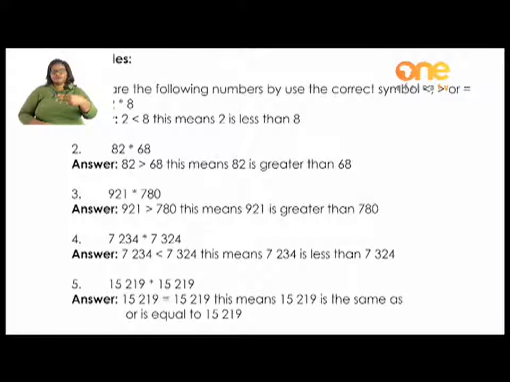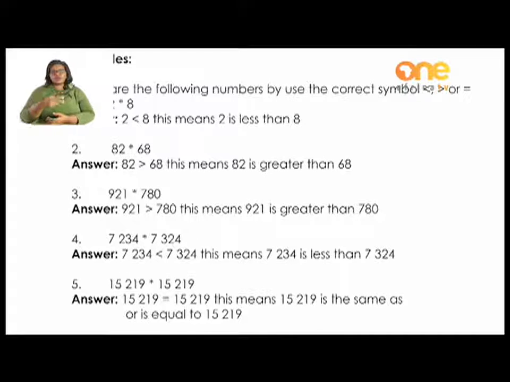Then let us go to number 2. We are having 82 and 68. By comparing the two numbers, we see that the first one is bigger than the second one. So we are going to use the bigger than sign. On number 3, we are having 921 and 780. We will see that 921 is bigger than 780.